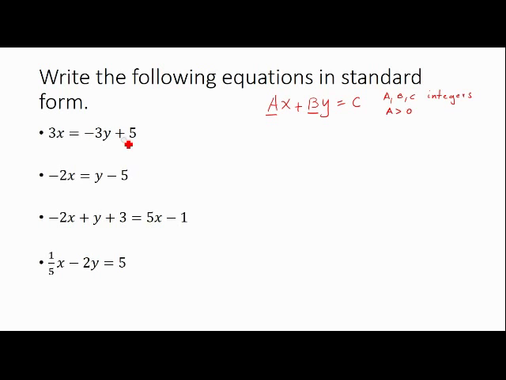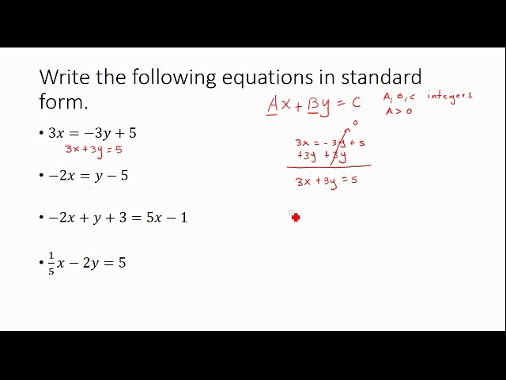So let's look at this equation here. 3x equals negative 3y plus 5. So we need to move this negative 3y to the other side, but to move it we need to add it on both sides. So we'll go to the other side with a different sign, so it cancels out, and here you get 3x plus 3y is equal to 5, and that's our answer here. 3x plus 3y is equal to 5.